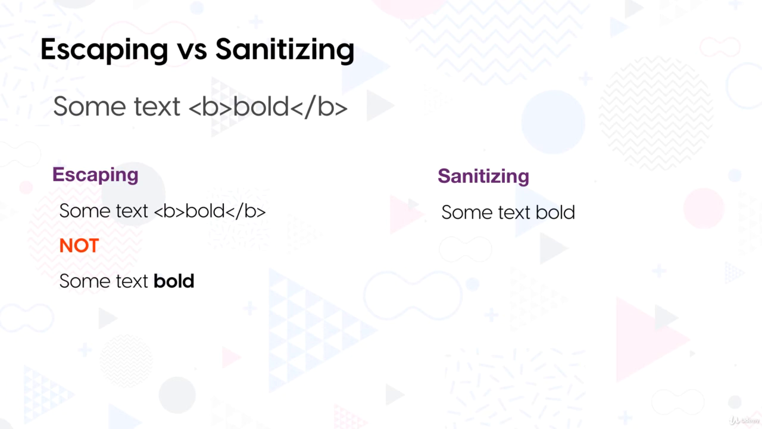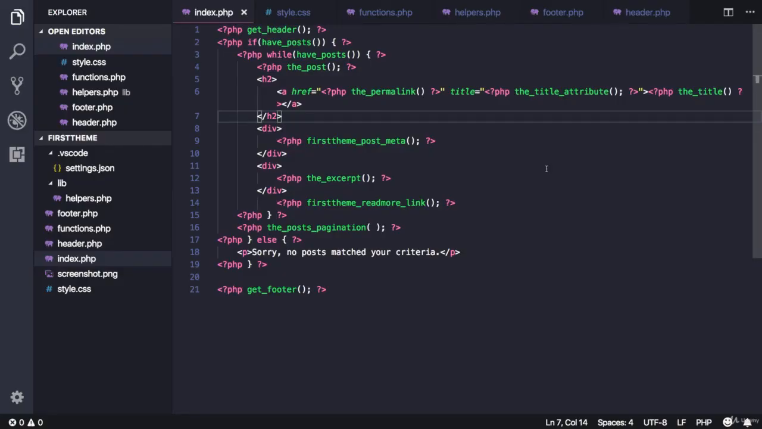In fact, let's see in the code that we've written so far if we can use any of these functions. So let's open index.php and check all the functions that get something from the database and see if we have to sanitize or escape any data. So here we have the permalink, we have the title attributes, we have the title, and we have the excerpt, and we also have the two custom functions that we've written. So let's start with the permalink.